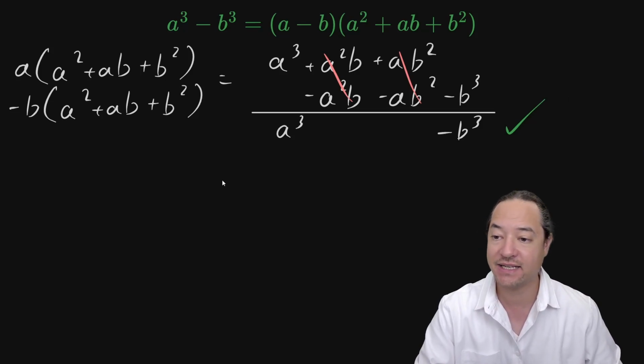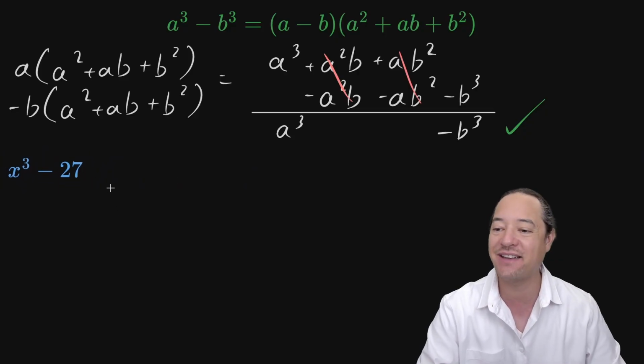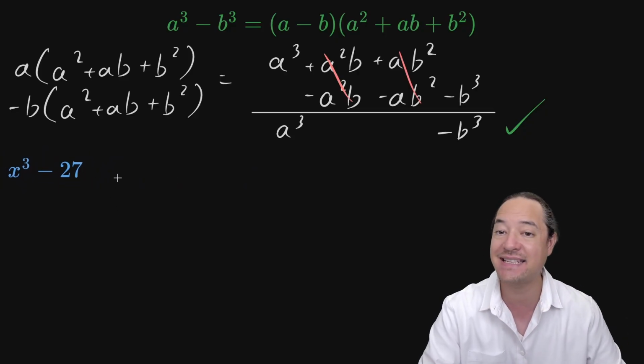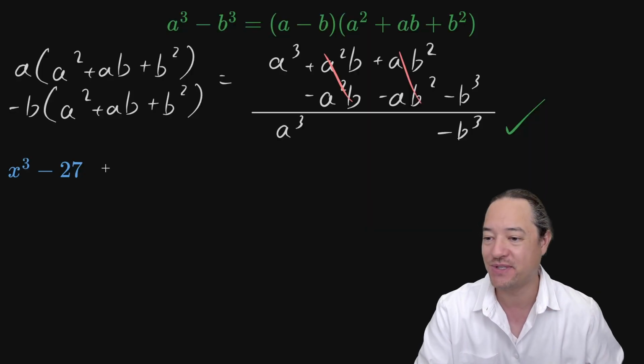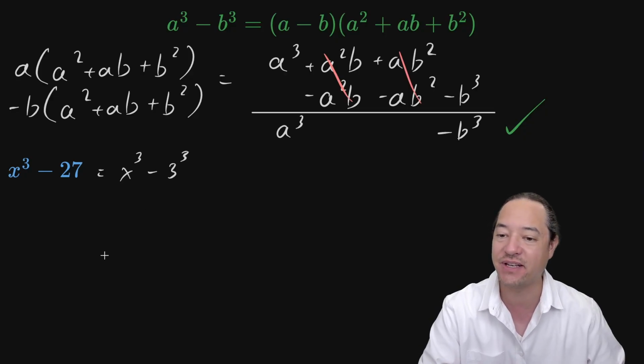Let's try looking at an example here. Okay, how about x cubed minus 27? Okay, so I want to express this as the difference of two cubes. So I'm going to say this is x cubed minus 3 cubed. Okay, that's 27 right there.